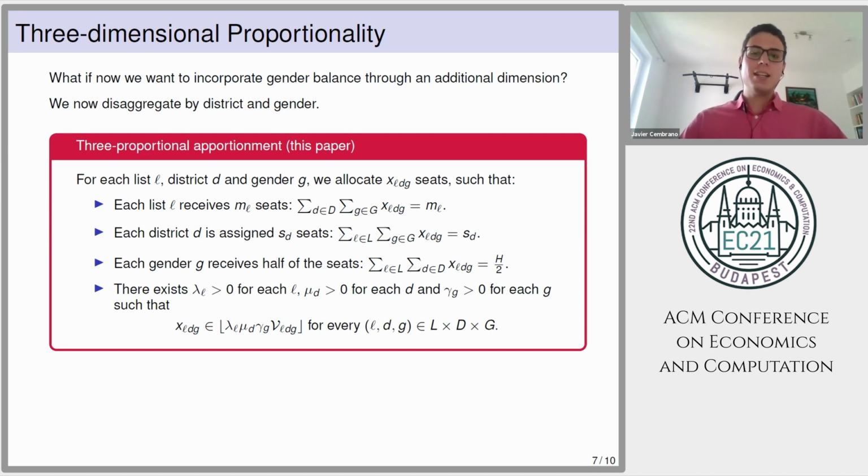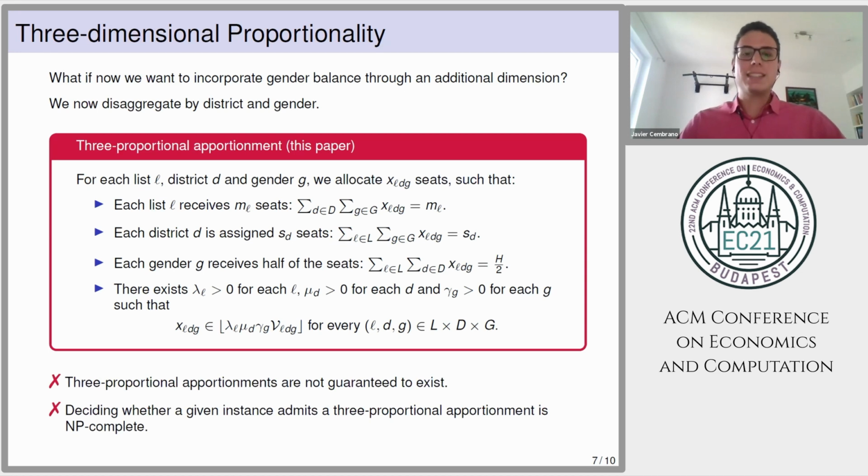But as you may imagine, the results in this case are not as positive as in the 2-dimensional case, and that's possibly why this problem remained open since 1989. Why is this? First, we proved 2 negative results. In first place, we proved that 3-proportional apportionments are not guaranteed to exist. And furthermore, we show that deciding whether a given instance admits a 3-proportional apportionment or not is an NP-complete problem. So these 2 negative results may be somehow discouraging.